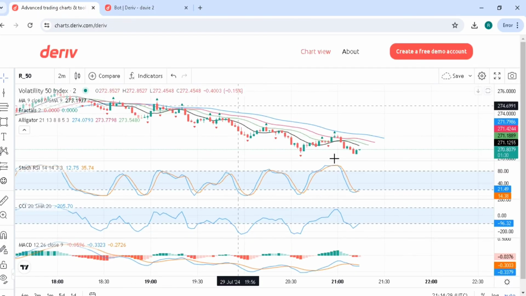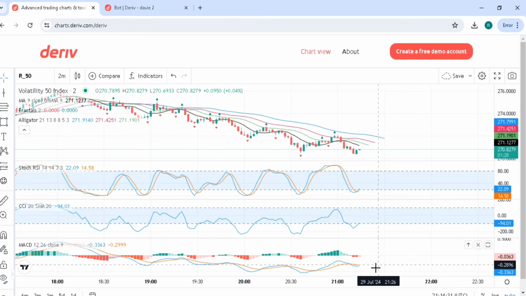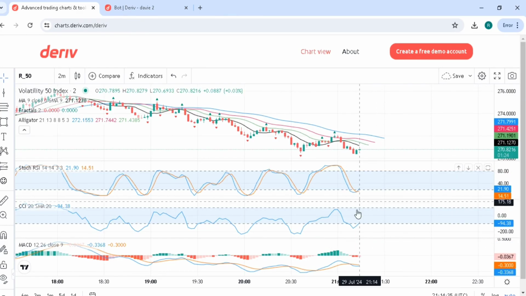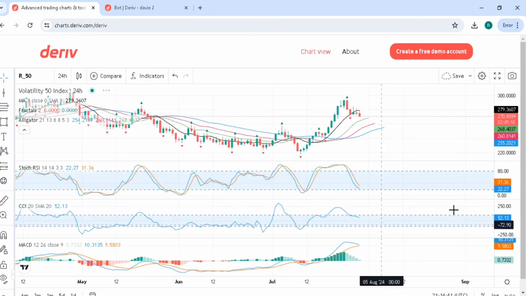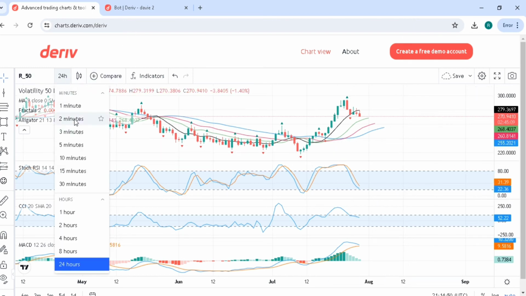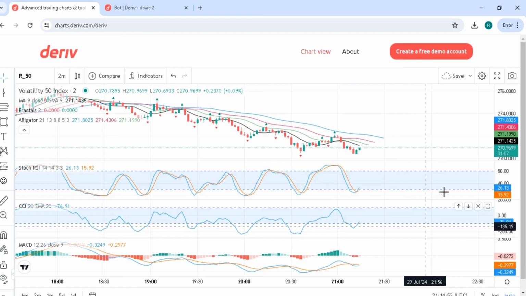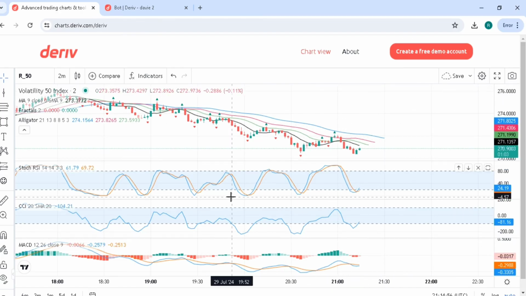I wish we had a good market so that I run my bot. Let's see in 24 hours how many minutes are remaining to the close of the candle. 2 hours and 45 minutes, and this is a fall. So we can look for a fall market for this one.